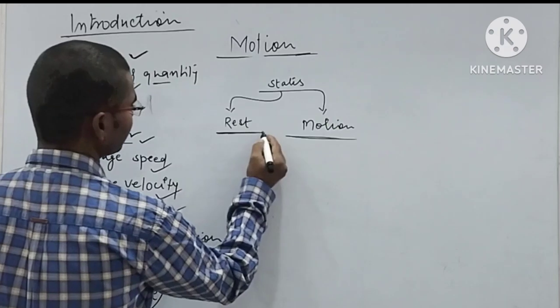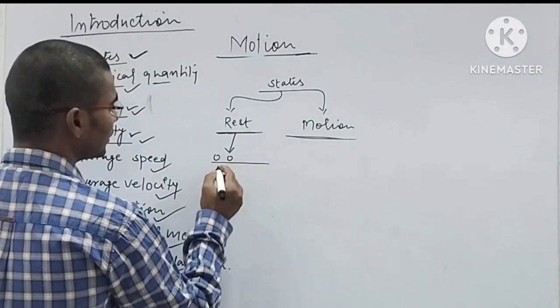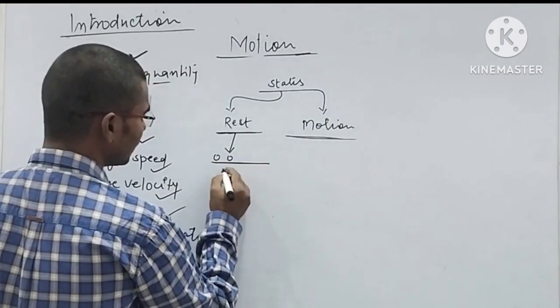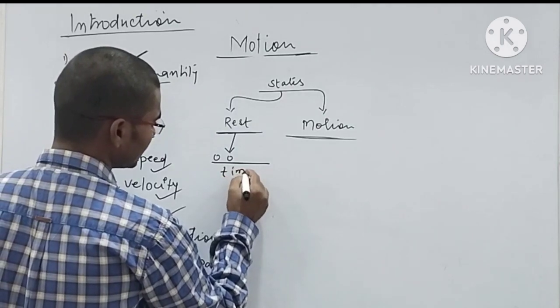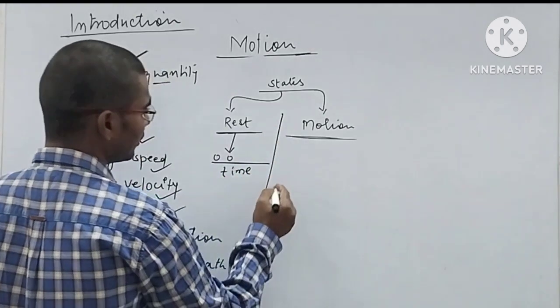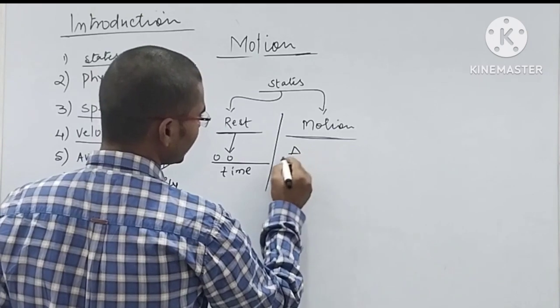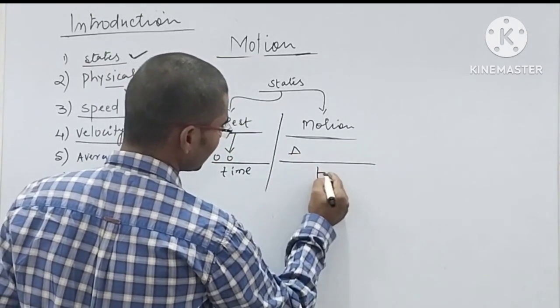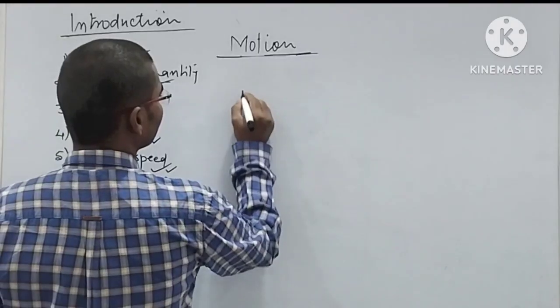Now, what is rest? An object that does not change position with respect to time is called at rest, and an object that changes its position with respect to time is called in motion.